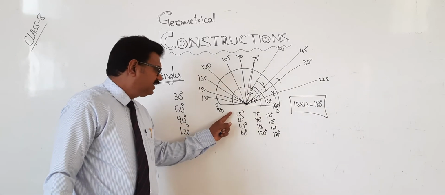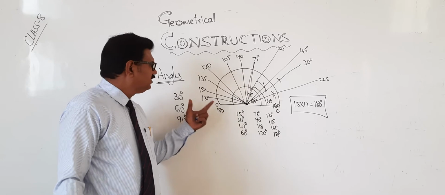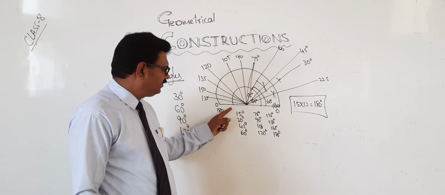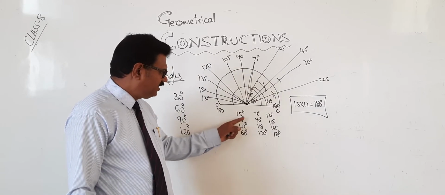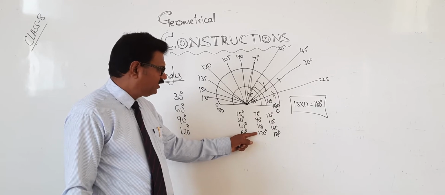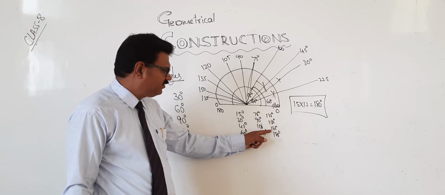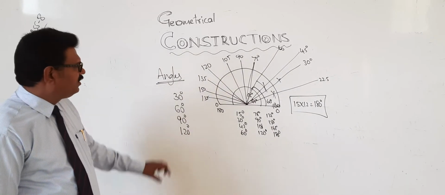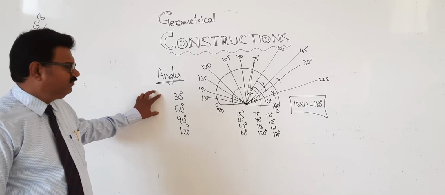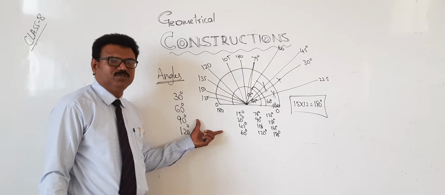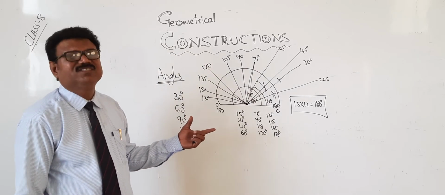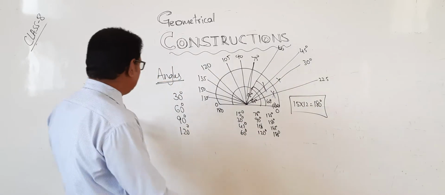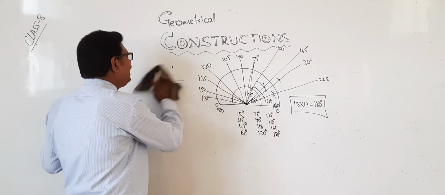That means the angles we can construct using this compass and ruler are multiples of 15. That is 15, 30, 45, 60, 75, 90, 105, 120, 135, 150, 165, 180. Therefore, there are 12 angles possible to construct which are multiples of 15. Which are not multiples of 15, it is not possible to construct with ruler and compass. We can directly construct with the protractor. Did you understand? Now, like this, we can construct the angles.